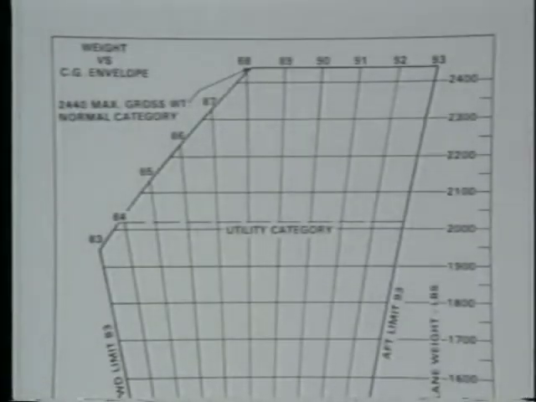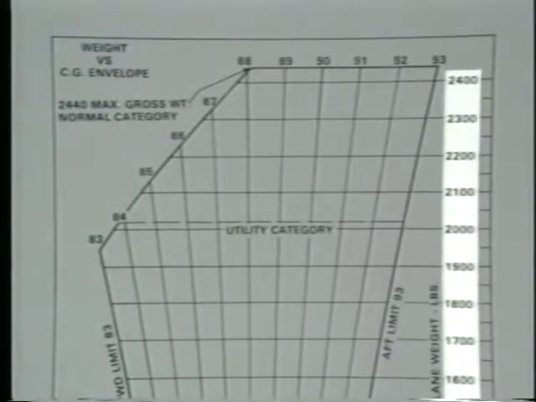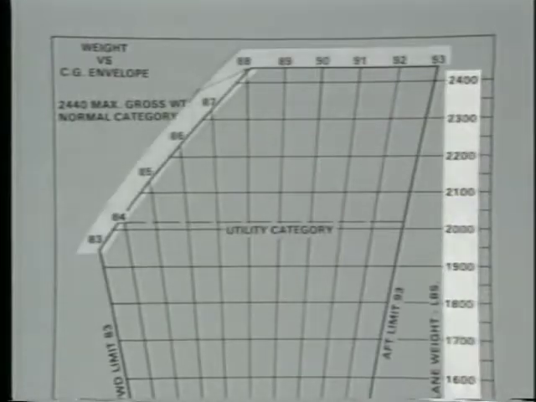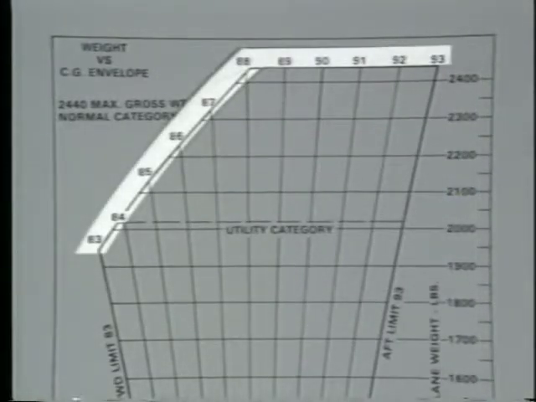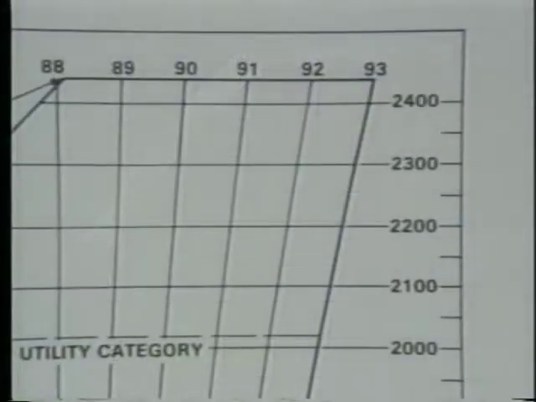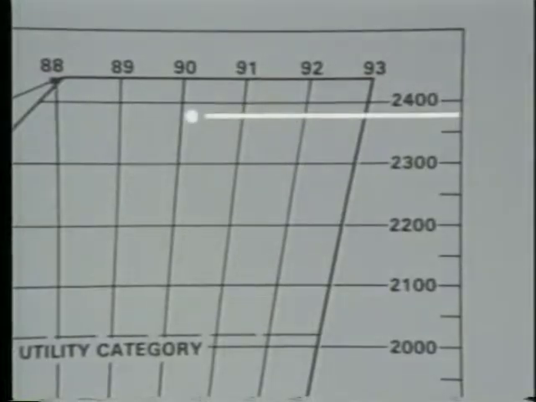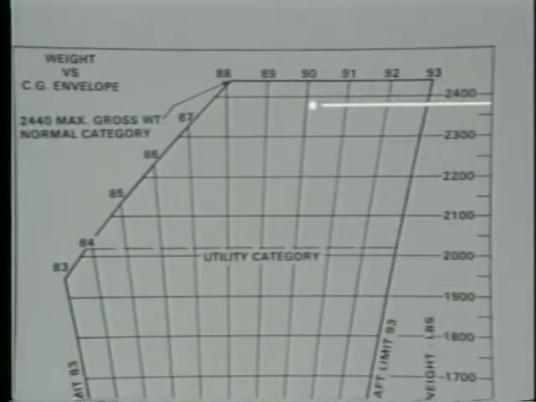To determine if the CG is within limits, refer to the airplane's center of gravity limits graph. In this example, the numbers on the right represent the airplane's weight, and the numbers on the top represent the CG location. Enter the graph on the right at the number that matches the total weight of the airplane, which in this case is 2,378 pounds. Then move to a point just right of the 90-inch aft CG location. Since this point falls within the approved CG envelope, your airplane is properly loaded.